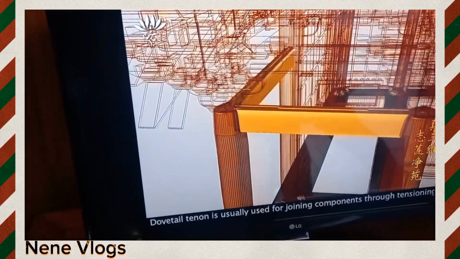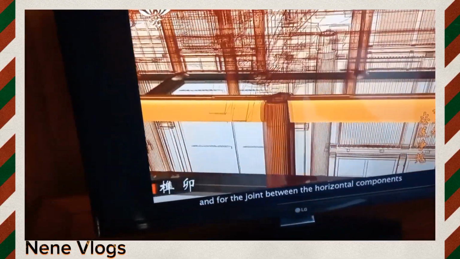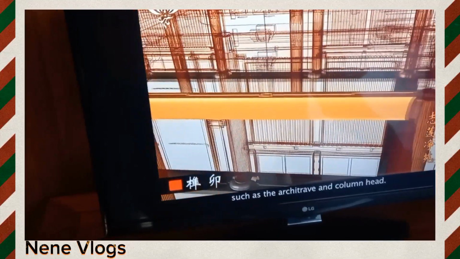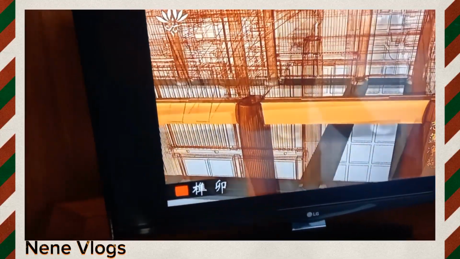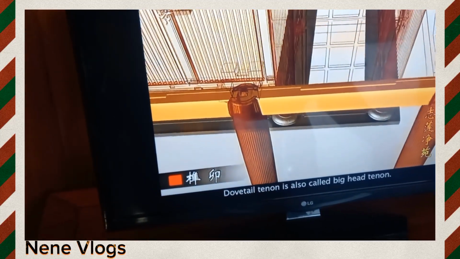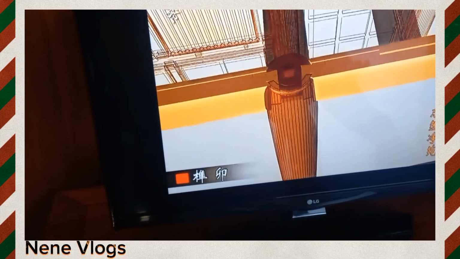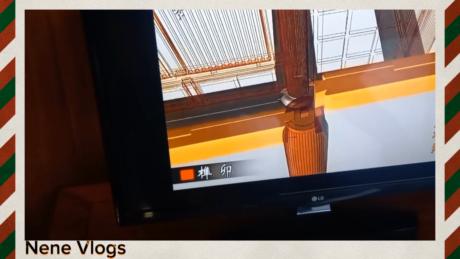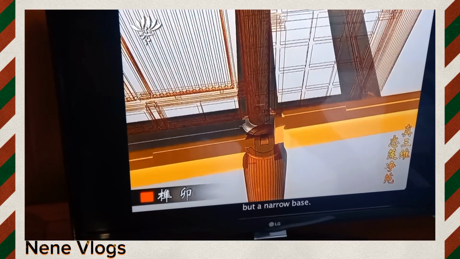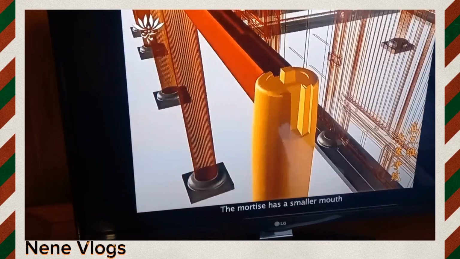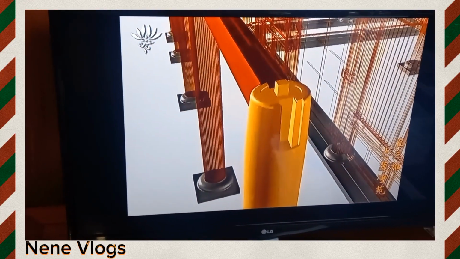Dovetail tenon is usually used for joining components through tensioning and for the joint between the horizontal components such as the architrave and column head. Dovetail tenon is also called big head tenon. It has a wide end but a narrow base. The mortise has a smaller mouth and a bigger interior.